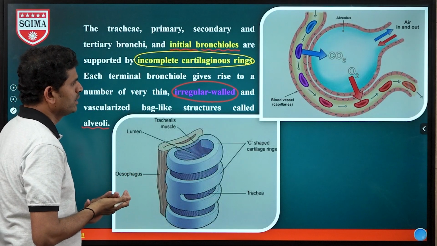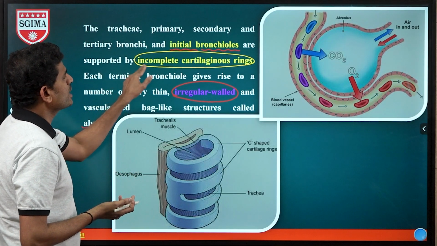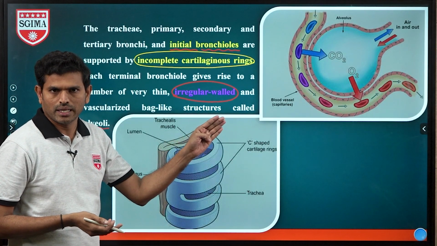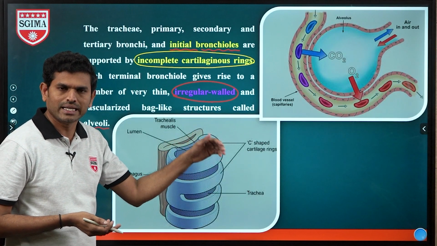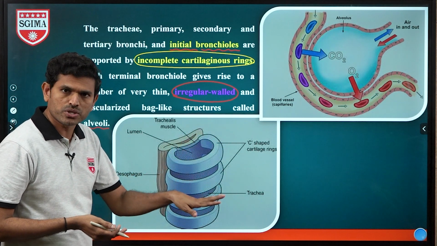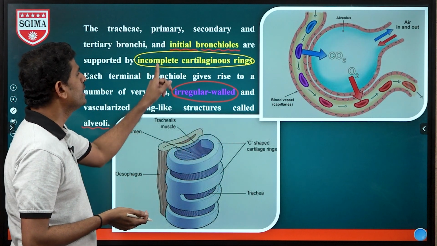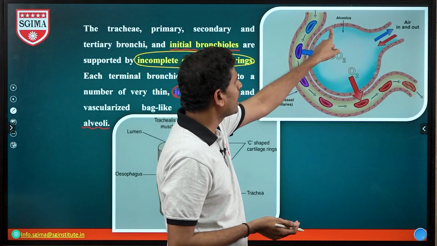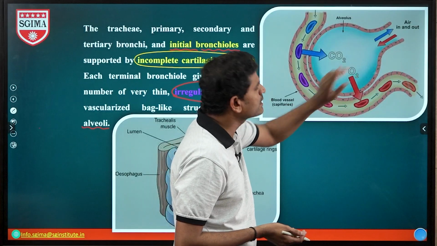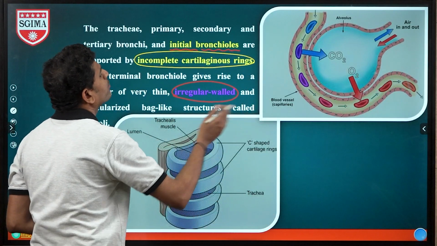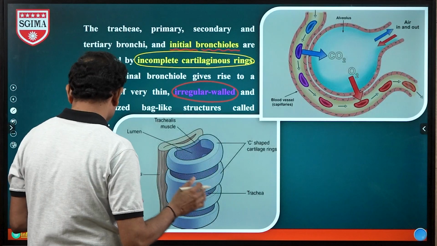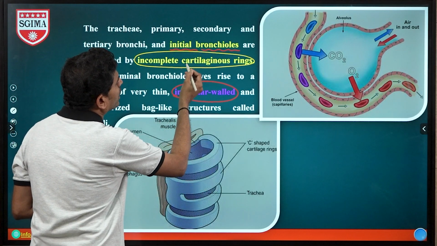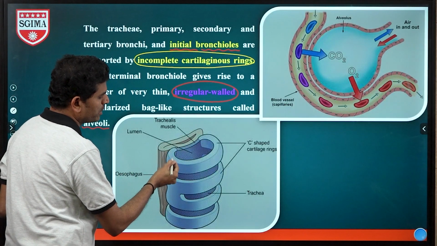Two points, majorly. One is, these incomplete cartilaginous rings are supported by which one? The trachea, bronchi, primary, secondary, tertiary bronchi, and initial bronchioles only are supported by the incomplete cartilaginous rings. And the second thing: only the alveoli contain irregular surfaces and are provided by the circulatory tissue. Okay. Now, what is the arrangement of these incomplete cartilaginous rings?